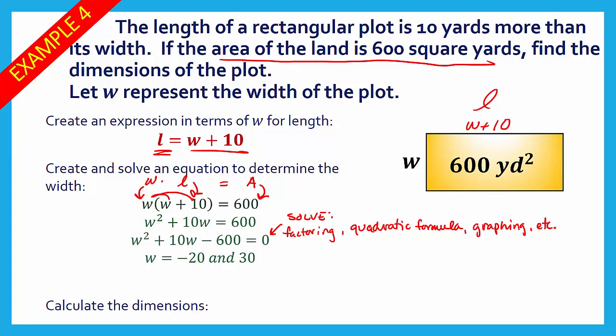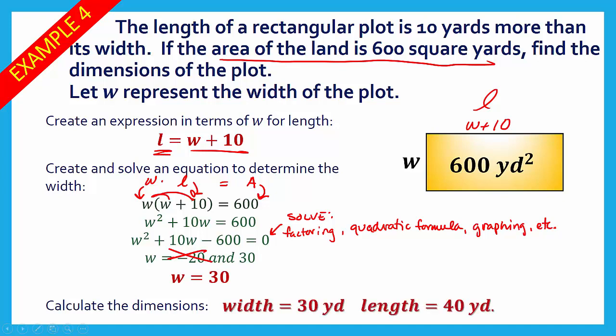Now remember, our width is just W. We can't have a width that's a negative number, so we don't include that. We don't include negative numbers when we're talking about real-world problems. So all we're left with is W equals 30. Now we need to calculate the dimensions. We know that the width is 30, but we don't officially know the length, but it's easy enough to find out, because we do know the length is 10 more than the width, giving us a width of 30 yards and a length of 40 yards.